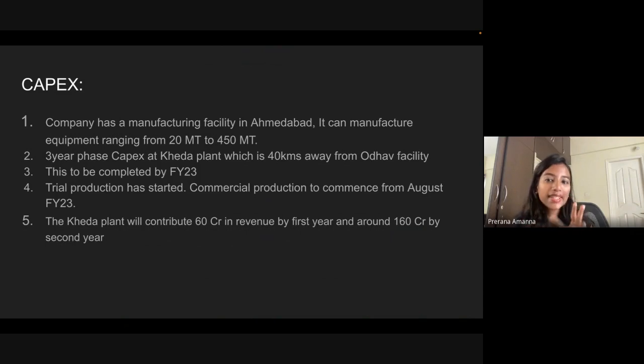And by 2023, this capex is now completed. As we talk right now, the capex is completed, and there is a trial production happening there in that Kheda plant. Going forward, by third quarter, that is Q3 FY24, or max to max the commercial production will start in August, but of course it will show up in the books by Q3 or Q4 of FY24. Right. So this is one thing.